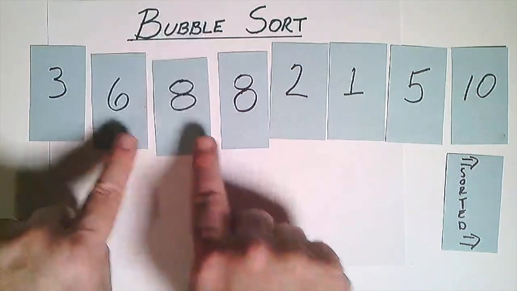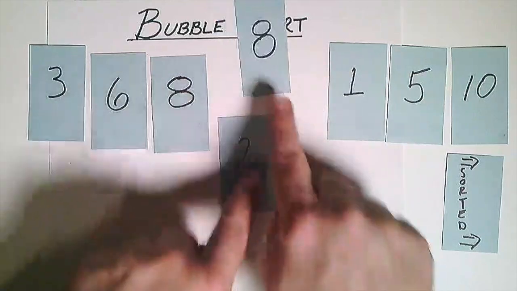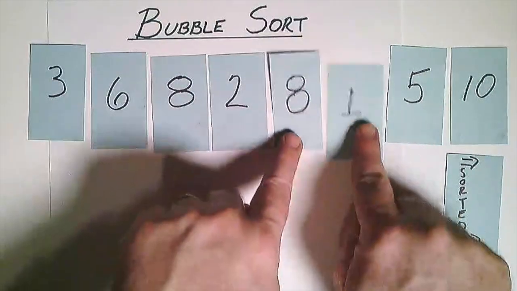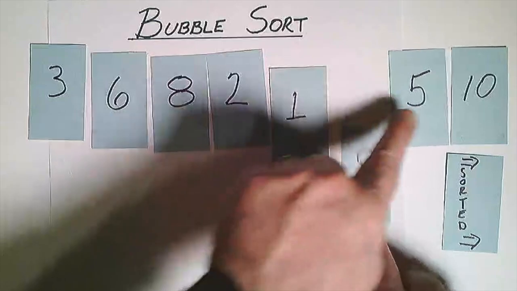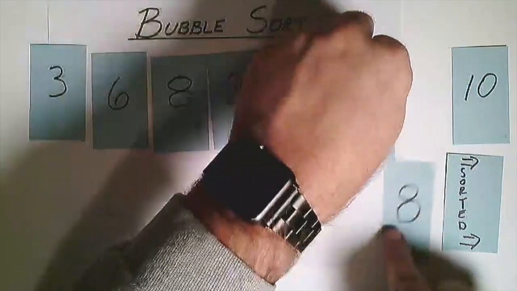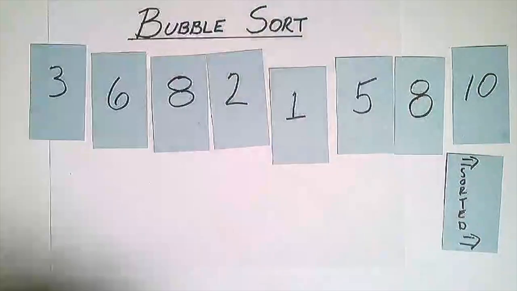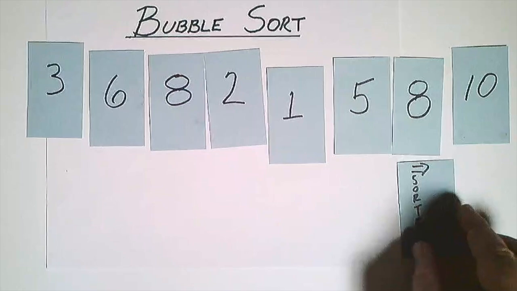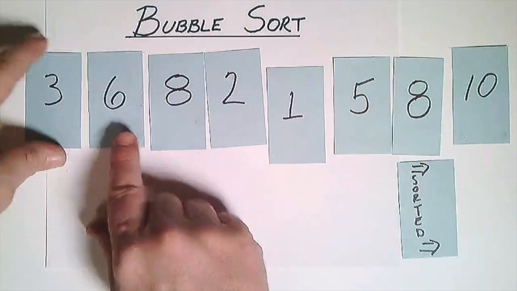The 8 swaps with the 6 because it's bigger. Those are the same. If it's the same value, it stays there. The 8 swaps with the 2, the 8 swaps with the 1. And now we have an 8 before the 10, and now sorted starts at that 8. Everything is sorted from the 8 through the 10. Now we go for the next pass of the list.